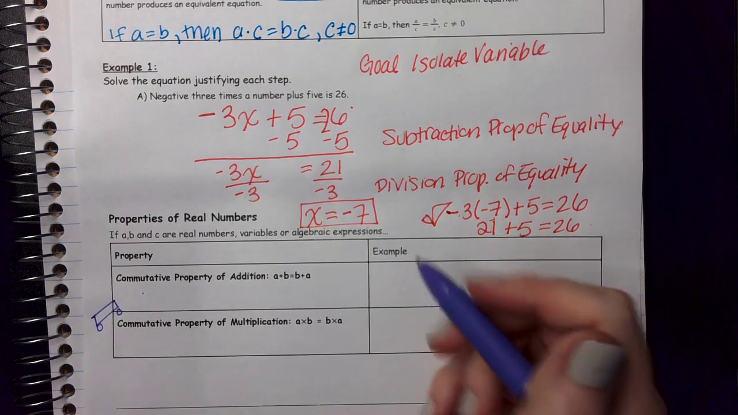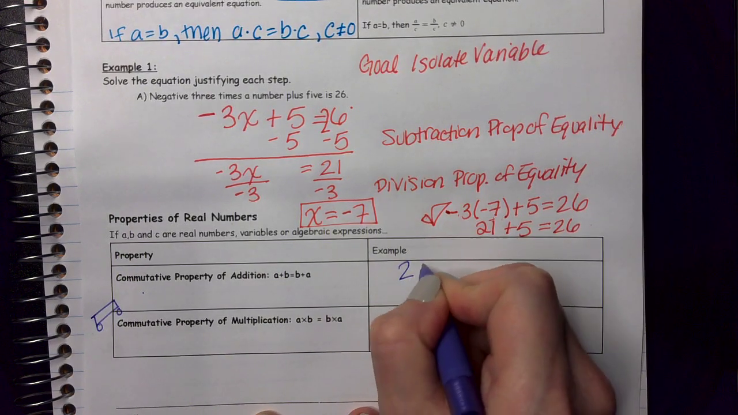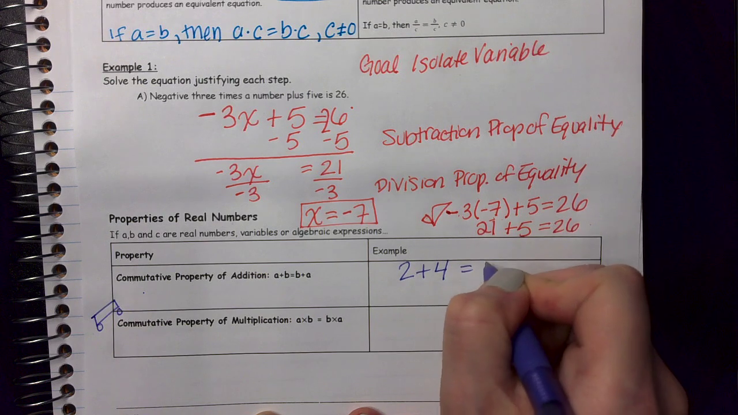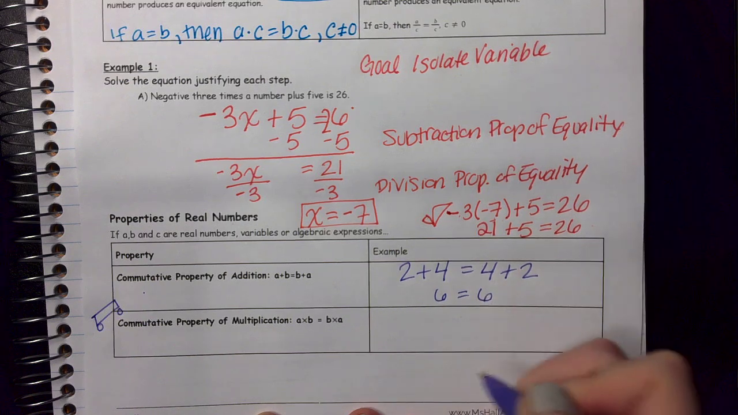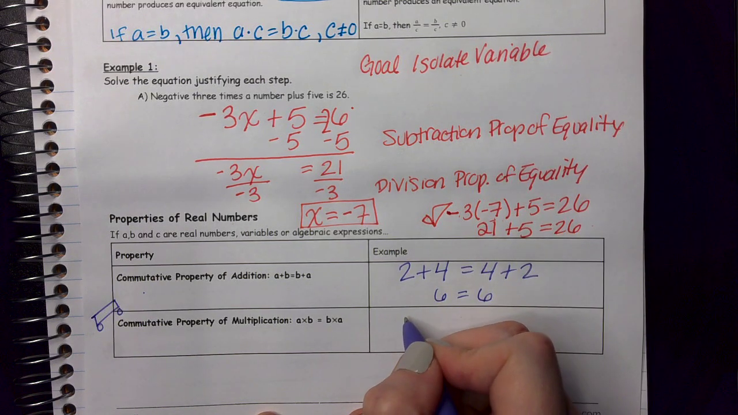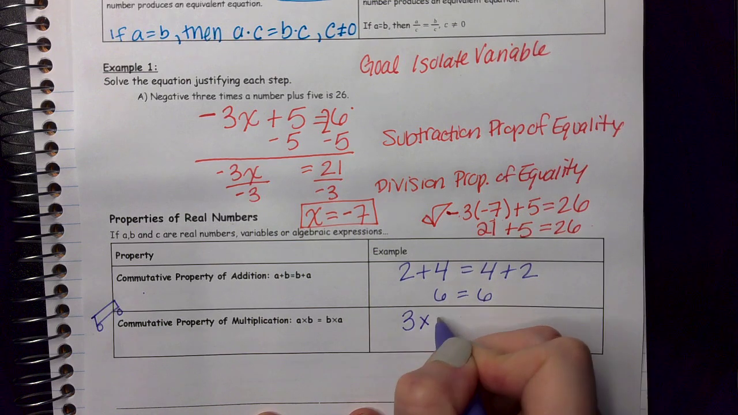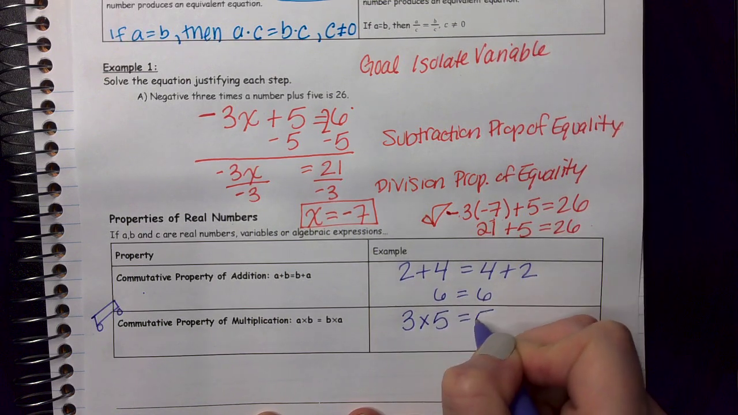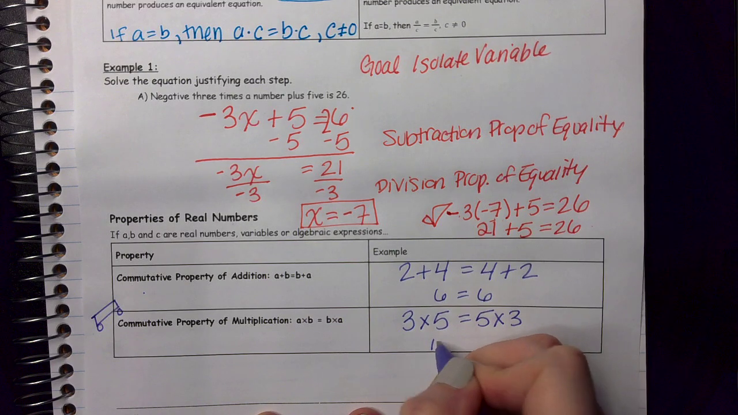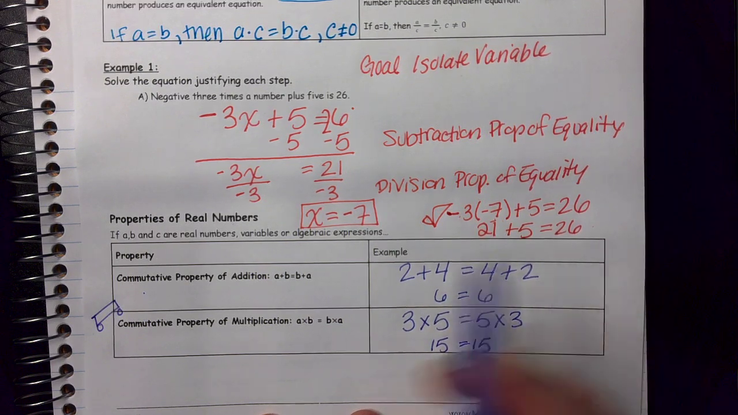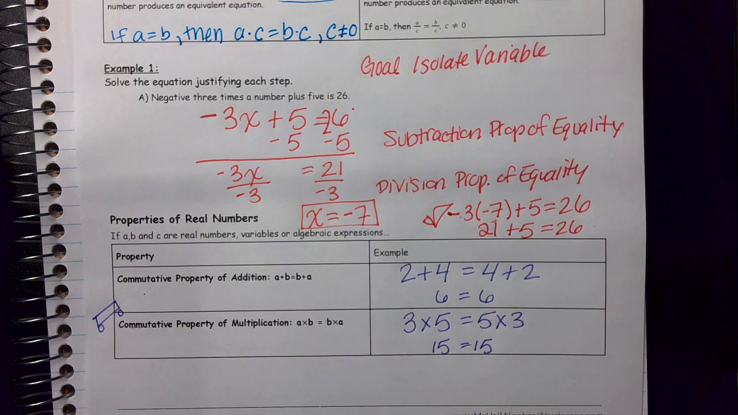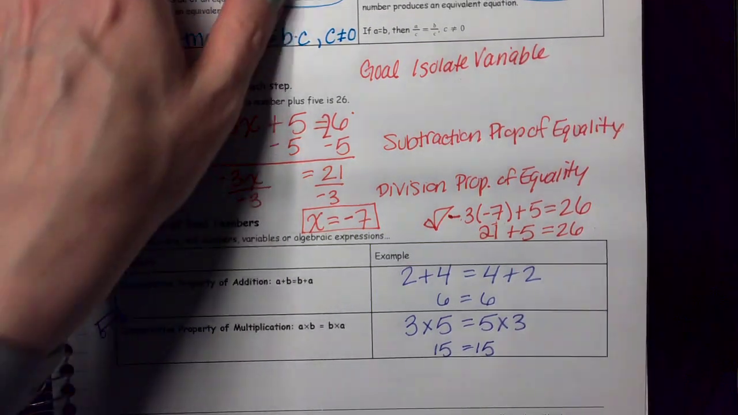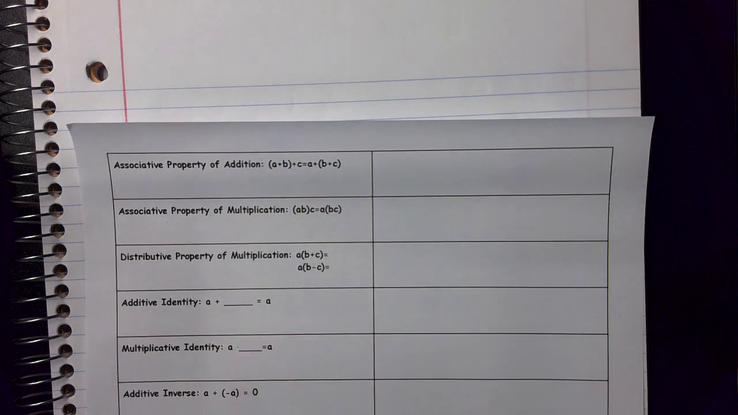In this example column, we'll throw in a quick example. So 2 plus 4, for example, is the same as 4 plus 2. Both sides here equal 6. Let's pick 3 times 5 is the same as 5 times 3. Both sides equal 15. So that's the commutative property. Again, I try to remember it based on commute. Going one way and the other helps me think of just switching the order. We've got many more properties to review, so let's keep going.